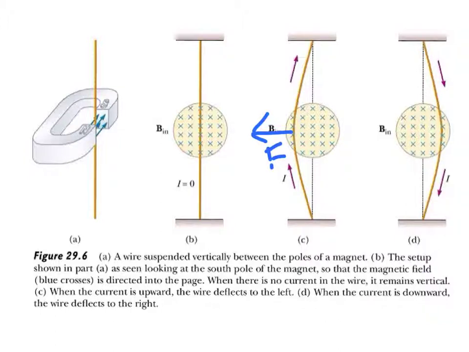Now, let's take a look at D. Now what happens is my fingers are going to go into the page, but now my thumb is going down the page, so therefore F is going to be to the right. Remember, the right-hand rule works anytime I have a magnetic field and current moving or electric charges moving. Remember, current is nothing more than electric charges moving, so it's the same concept.